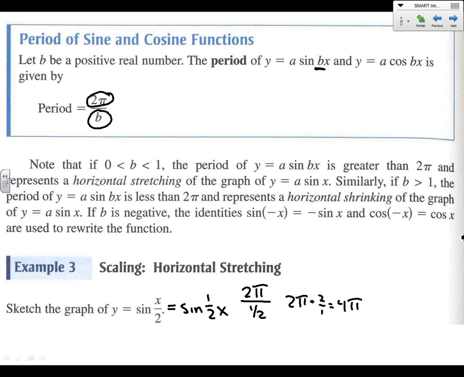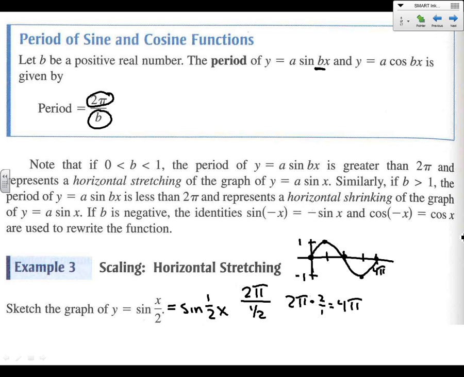Alright, so now we know that our period is not going to be 2 pi like normal. So normally we'd go out 4 tick marks and say 2 pi out here. Now we're going to say 4 pi. And that's going to be the end of our graph. We know our height. Here's 1 and -1. Sine starts at 0. We'll go up, back to 0, down, and back up. So it looks like that.